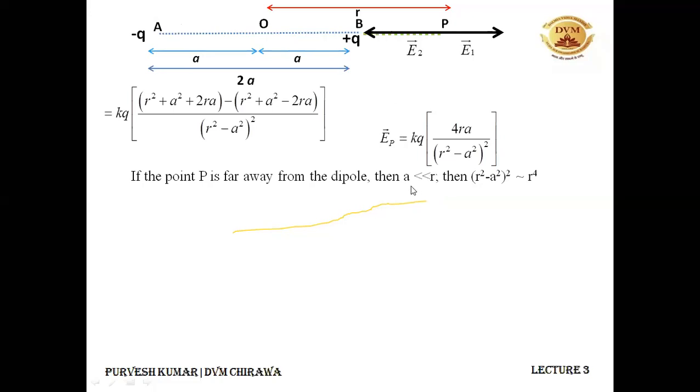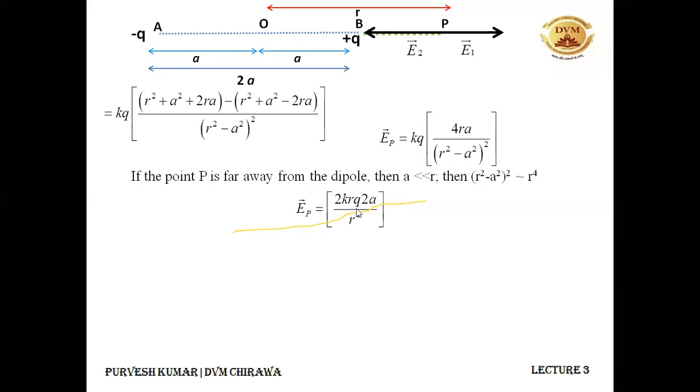If this thing is satisfied, then R square minus A square to the power 2 is approximately equal to R to the power 4, because A becomes 0 in comparison to R square. So I can be writing that. I have written R to the power 4 in place of this, keeping in mind that if A is very, very less than R, then R square minus A square to the power 2 is approximately equal to R to the power 4. That's why in place of the denominator, I have written R to the power 4.